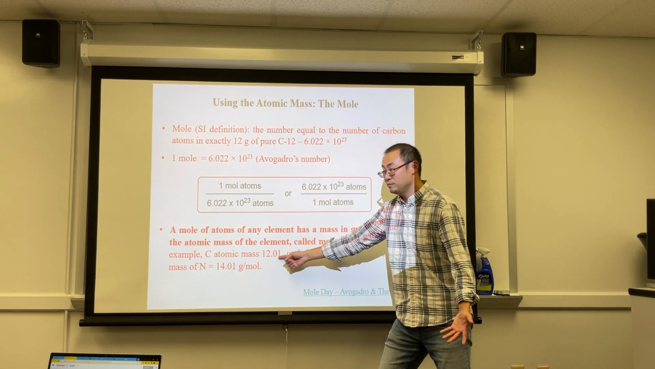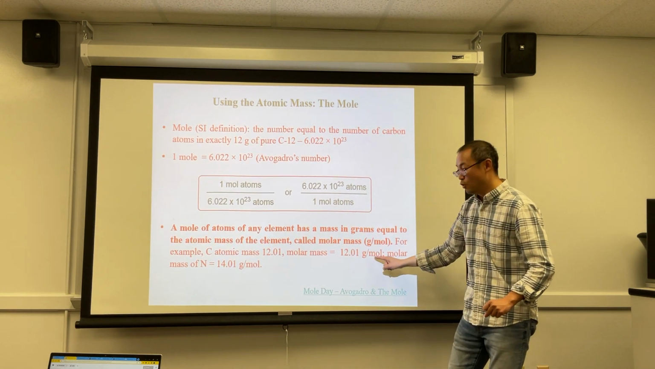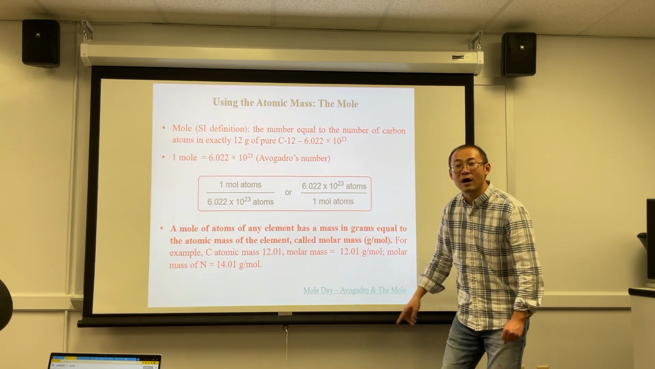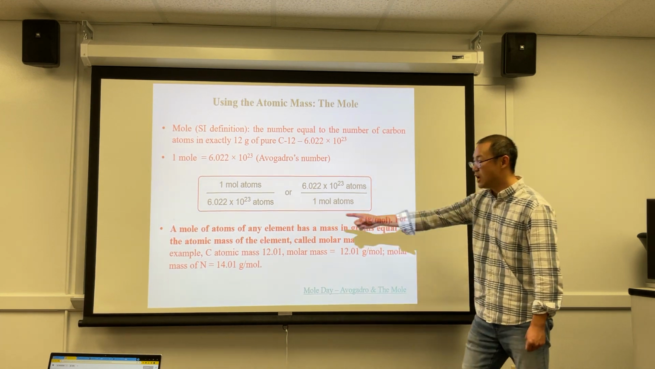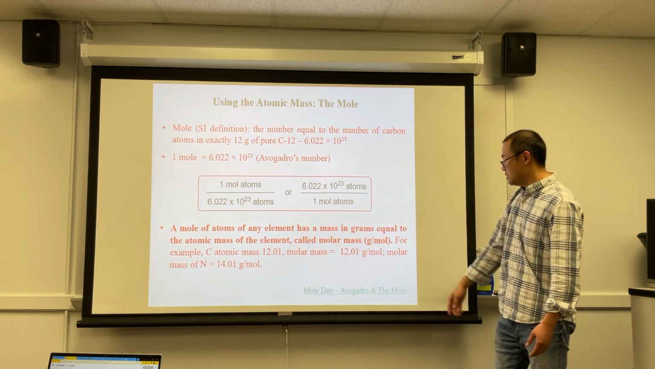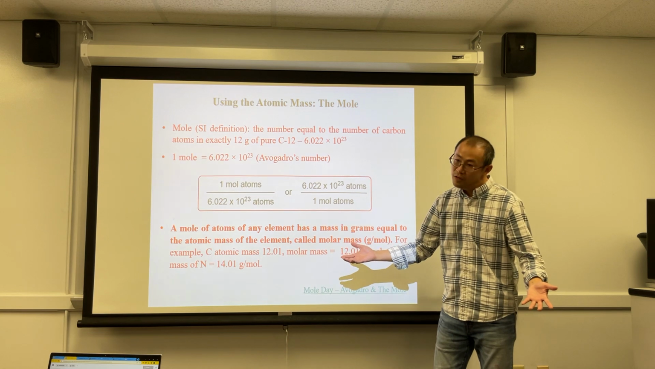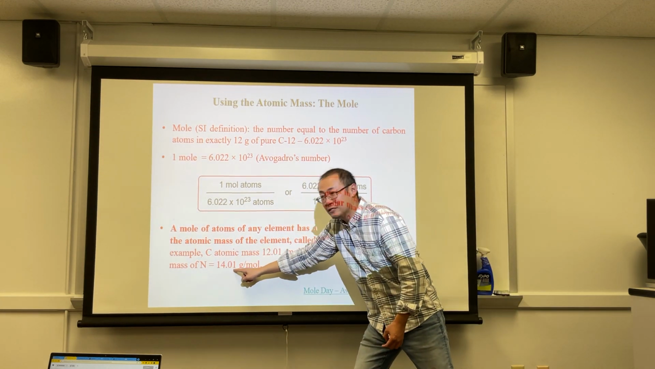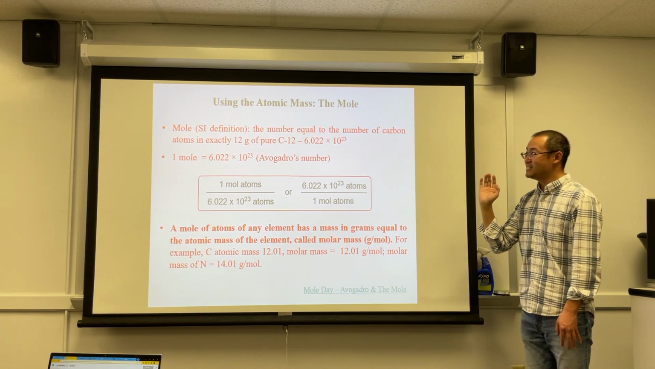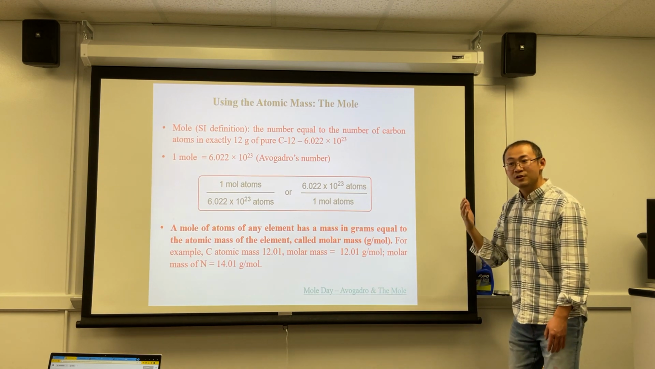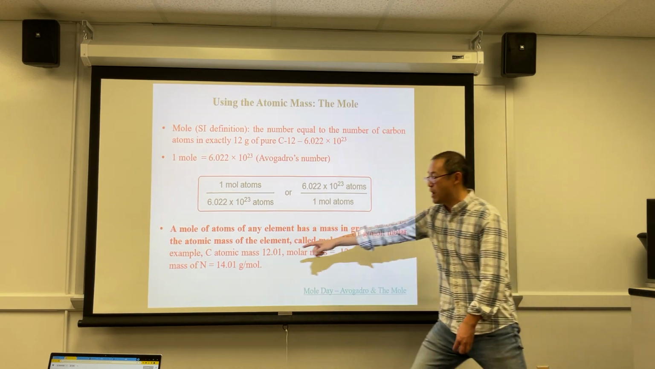So that means what? This number has no unit yet. But that means one mole of carbon will be what? 12.01 grams. Because that has a mass in grams, equal to the atomic mass. Nitrogen, we said earlier, nitrogen mass is what? 14.007, 14.01. Then one mole of nitrogen will be what? 14.01 grams. That's how the numbers in the periodic table are useful, because we now know how many grams one mole of any element is.